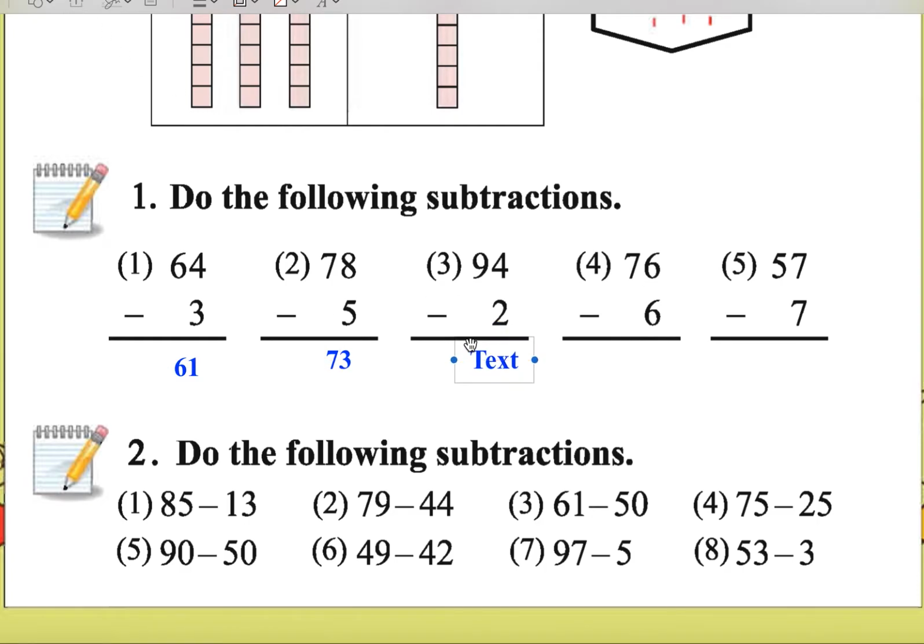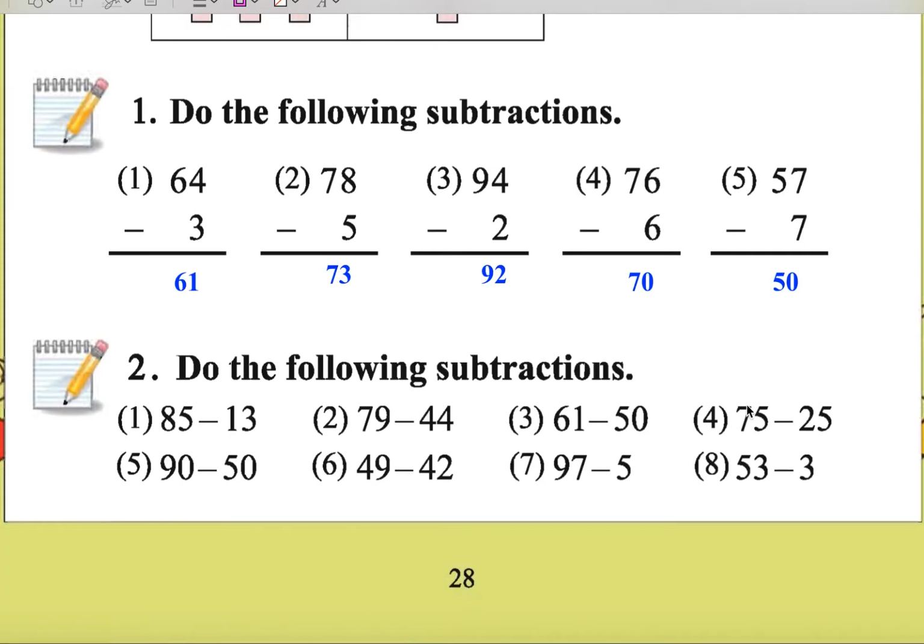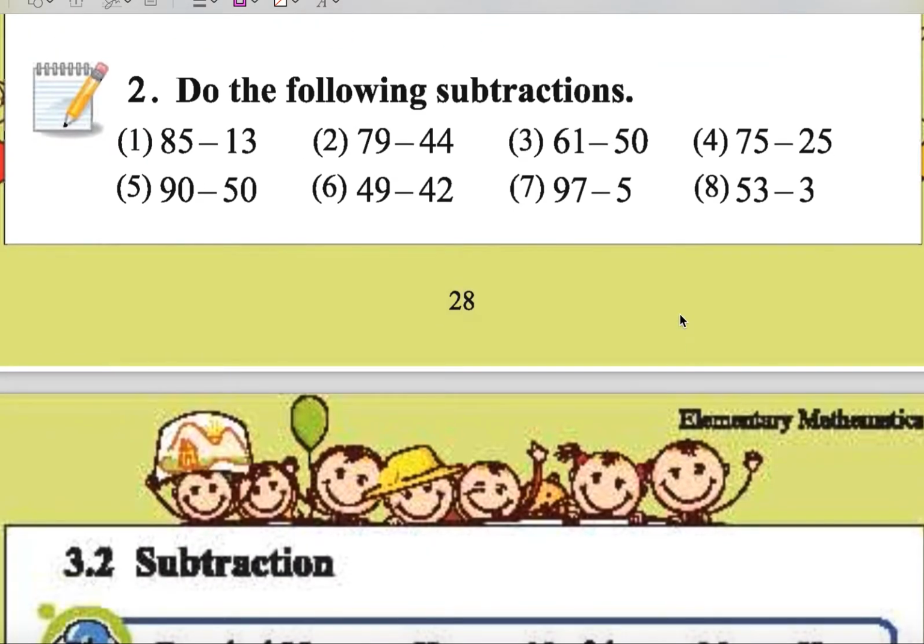4 minus 2 is 2. 76 minus 6 is 70. 57 minus 7, that is 50. Not a great deal. Do the following subtraction. These you can do on your own, I guess. There seems to be no problem.